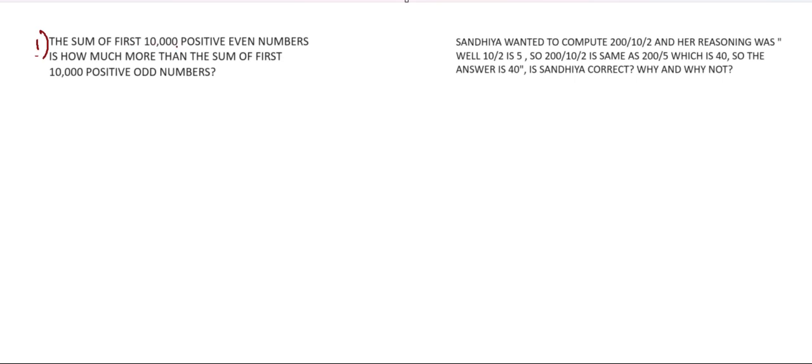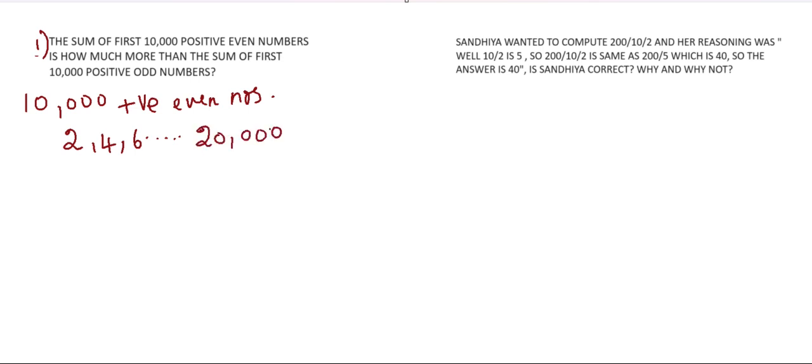The sum of first 10,000 positive even numbers is how much more than the sum of first 10,000 positive odd numbers? So first of all, we are going to see 10,000 positive even numbers. Even numbers start with 2, 4, 6. And in the question they told till 10,000 positive even numbers, means that the values go till 20,000. Correct? Because you are dealing only with even numbers.